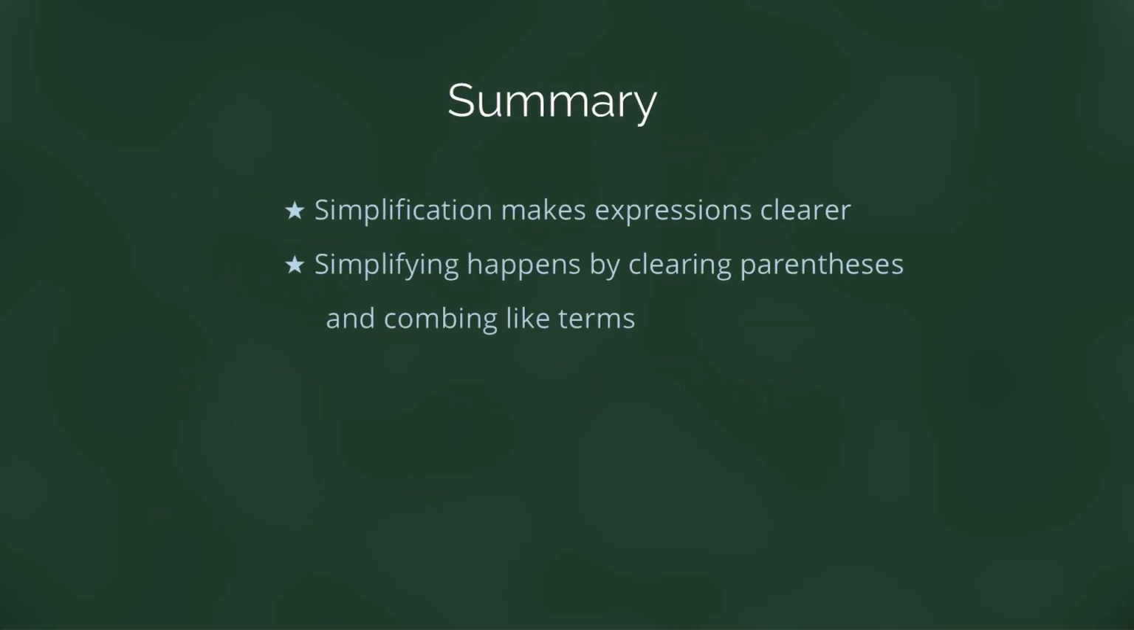All right, wrapping up what we've seen here. We know that the reason we simplify is to make our expressions clearer. They're going to be much easier for us to work with and to solve equations involving them when we've simplified them. Simplifying is going to happen by clearing any parentheses that you see and combining like terms. And again, like terms are ones that have the same variable raised to the same exponent.